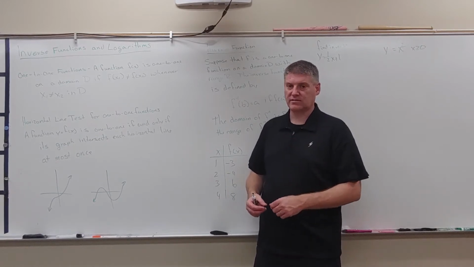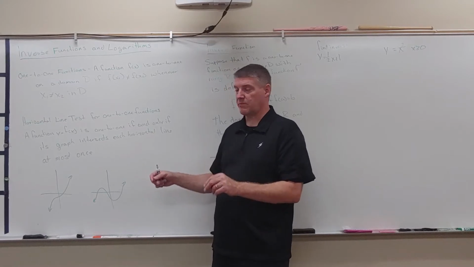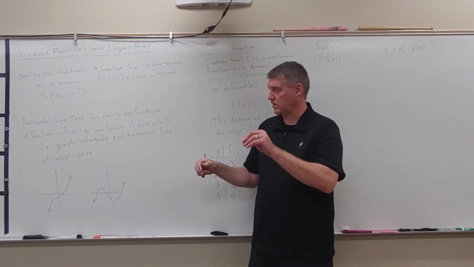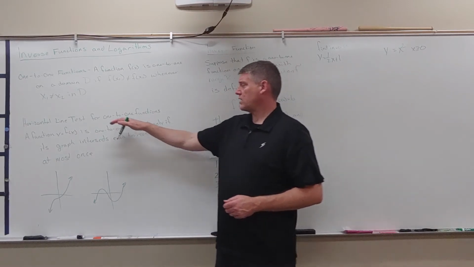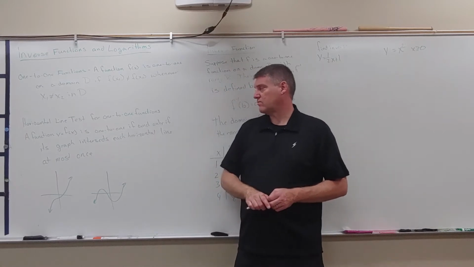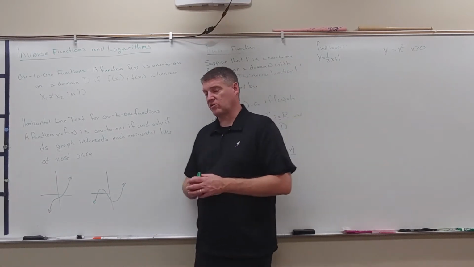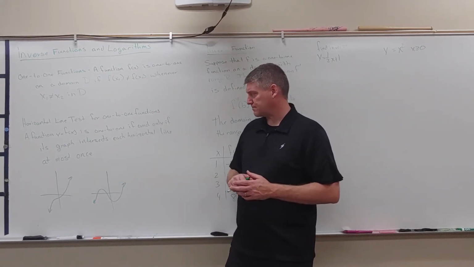One value of x goes to one value of y. So one value in your domain goes to one value in your range, and one value of your range only has one value that goes to it, all right? So we're going to talk about the horizontal line test for one-to-one functions. This is a way that if we see a graph, we can determine if that graph is one-to-one by doing the horizontal line test.